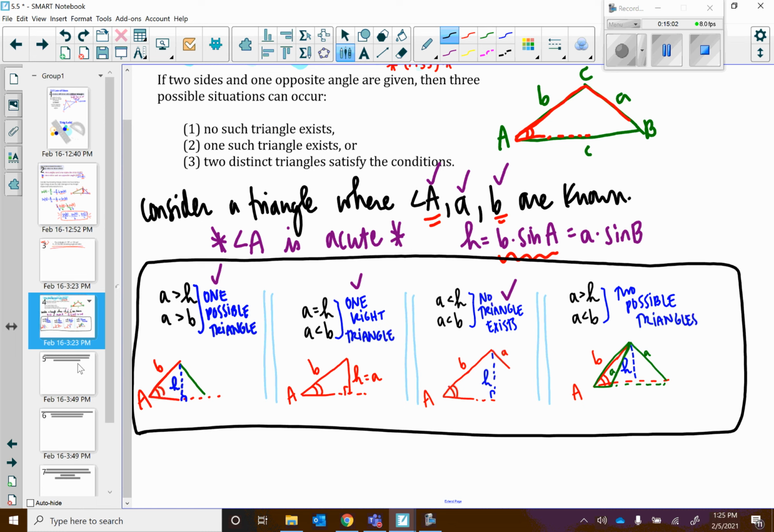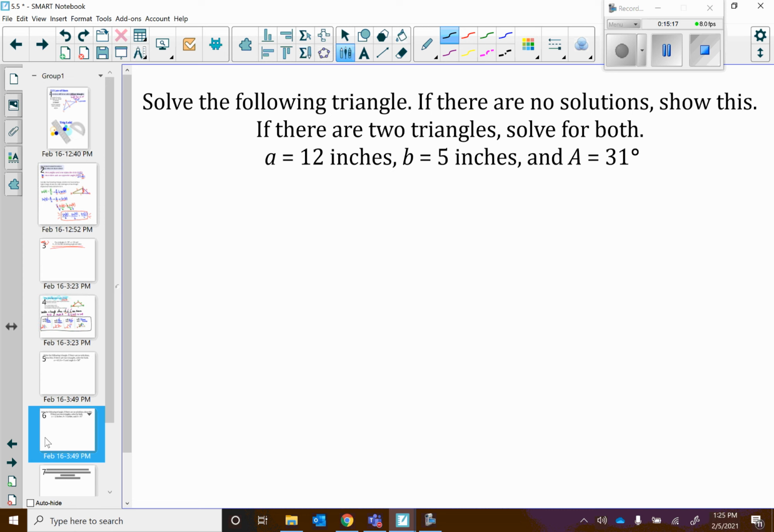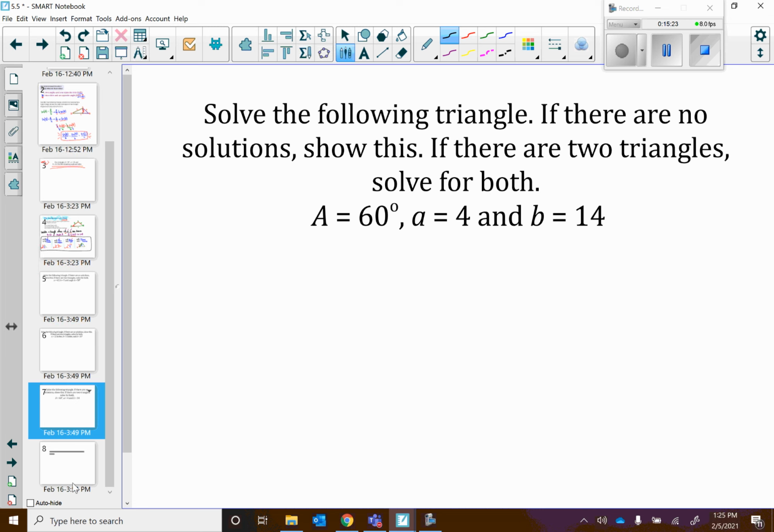I'm going to go through the examples if you want to pause the video and write them in your notes. Otherwise, we are done with content. We will do these examples in class. Pause the video right here if you would like to write down this problem. And pause the video right here if you would like to write down this problem.